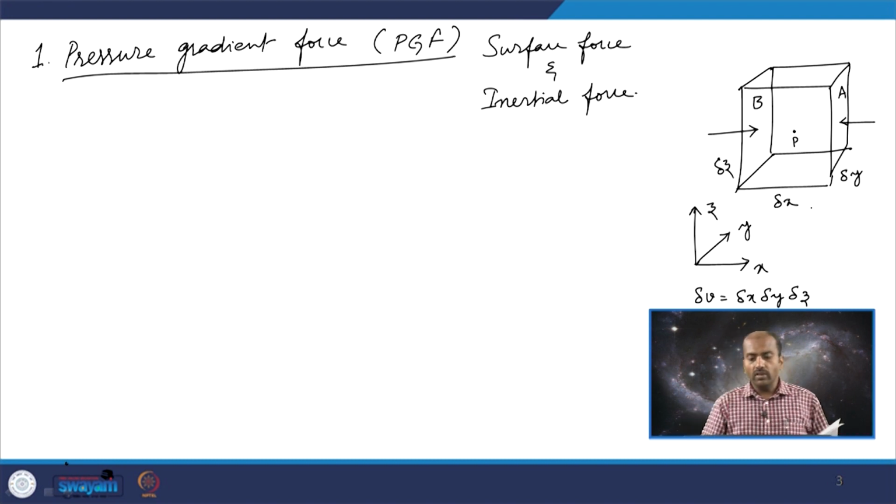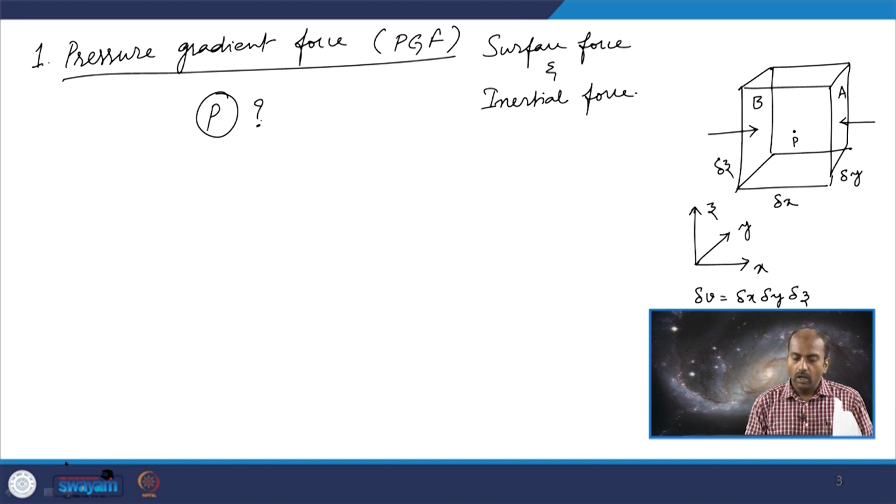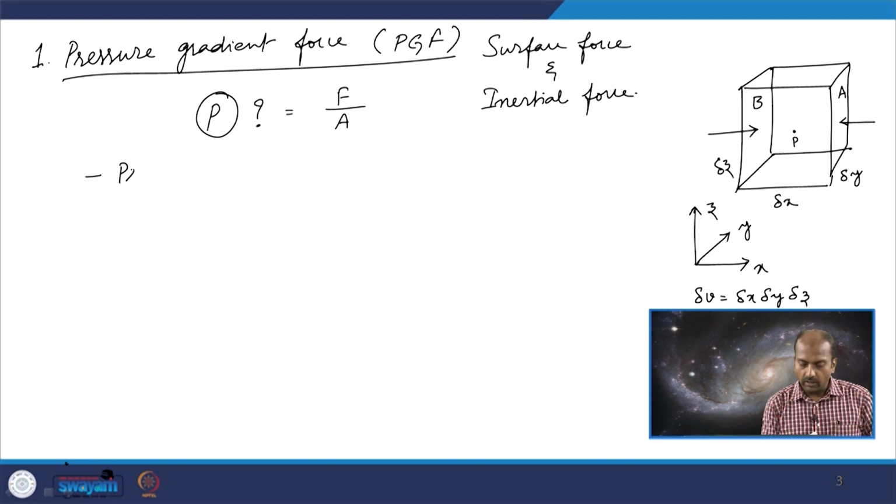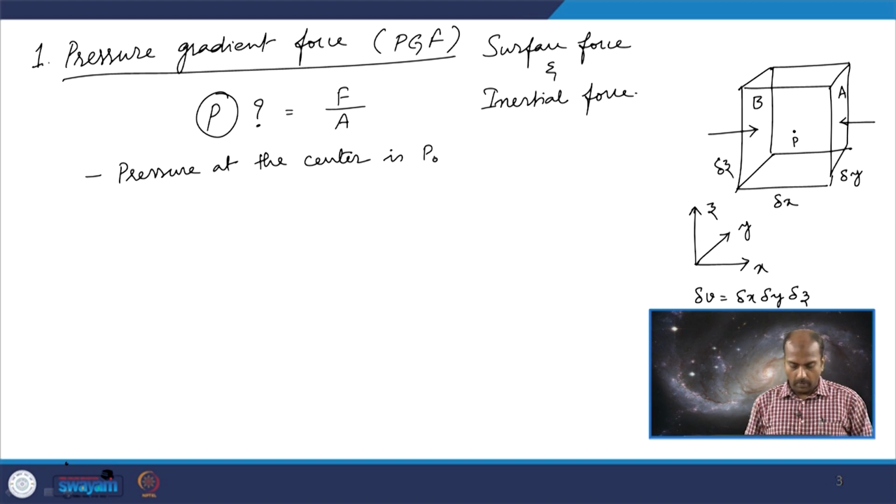Now, what is the idea of pressure here? Fundamentally, we have to identify what the idea of pressure is. How does pressure come into the picture? We know very well that force per unit area is the idea of pressure, right. Now, where do we start? We start from the momentum transfer, let us say. Let us say the pressure at the center of the volume is P naught, okay.